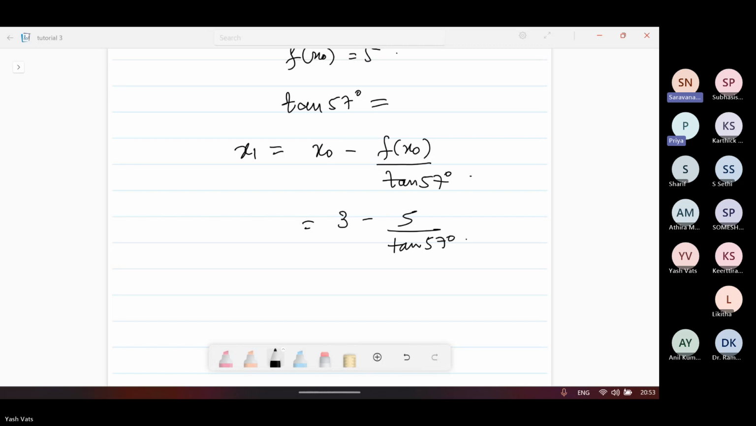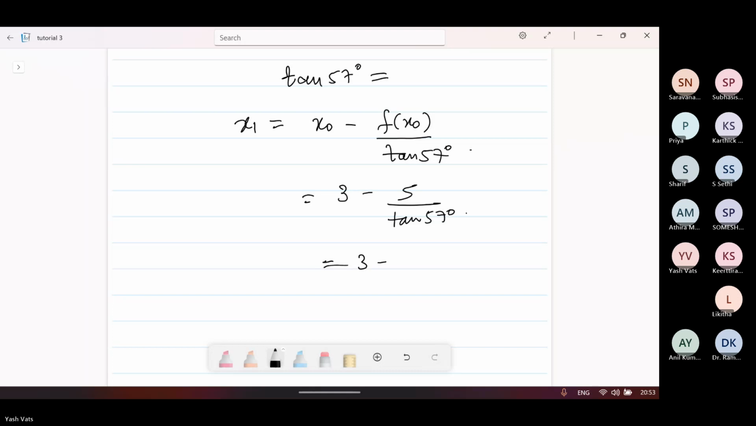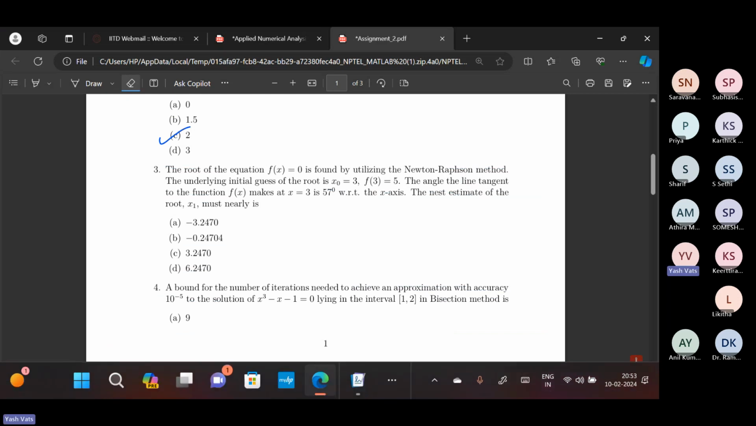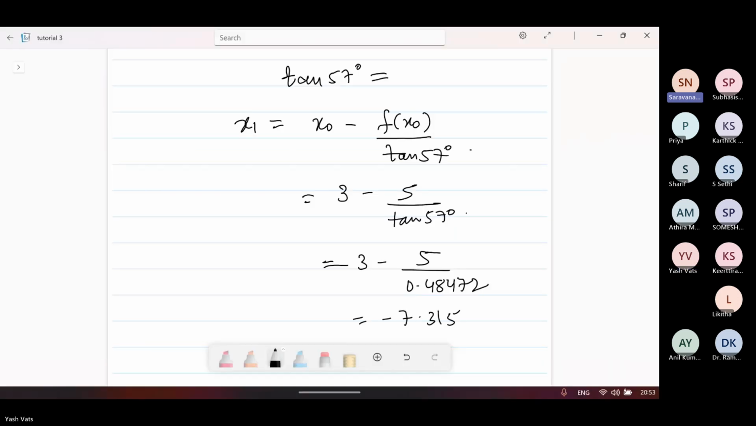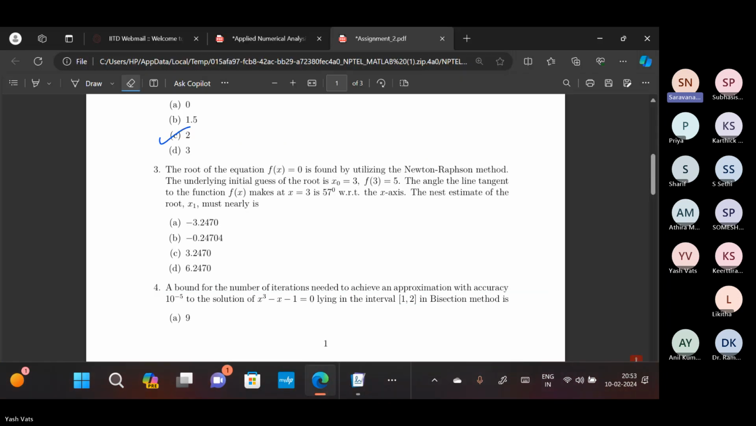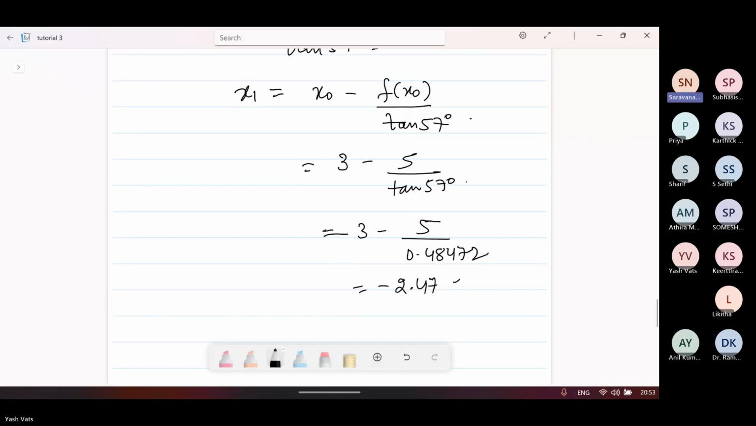Tan 57 equal to 0.4847, and x1 equal to minus 7.315. Is it the right answer? No. Just check once again, I think there is some problem. So it is minus 0.247, because 1.539 is the one. I think it should be 0.247. Yeah, minus.